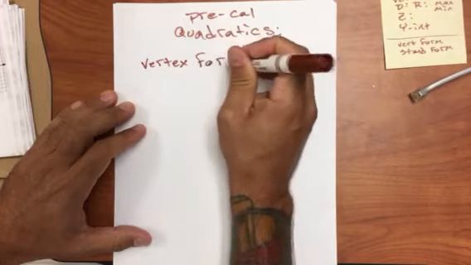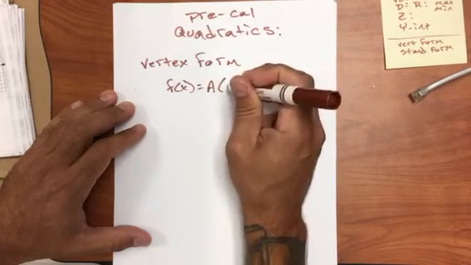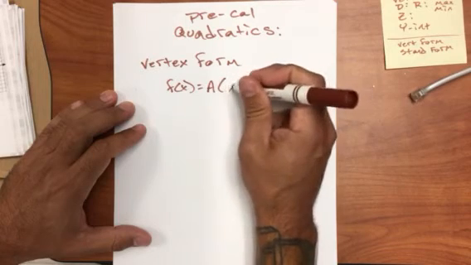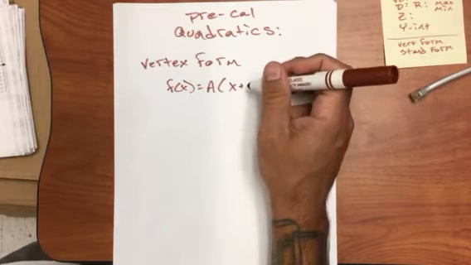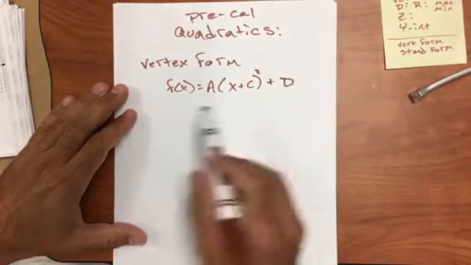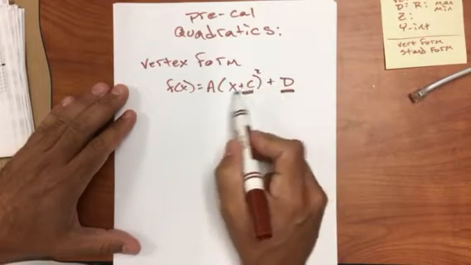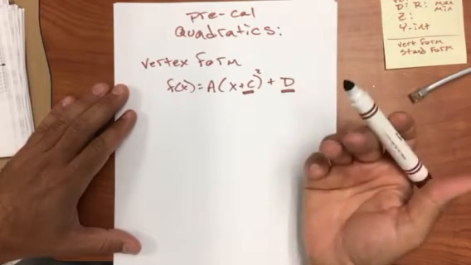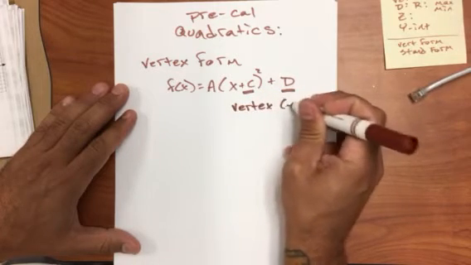Vertex form is f of x equals a. We're not really going to deal with a b, but you could have a b value here. X plus, will we deal with a b? No, we will not. C squared plus d. Okay, and so we looked at this before. Our vertex comes from here and here. So remember, this is your left-right movement. This is your up-down movement. And that's where the vertex is going to come from. That's why this is called vertex form. So your vertex is going to be at negative c comma d.